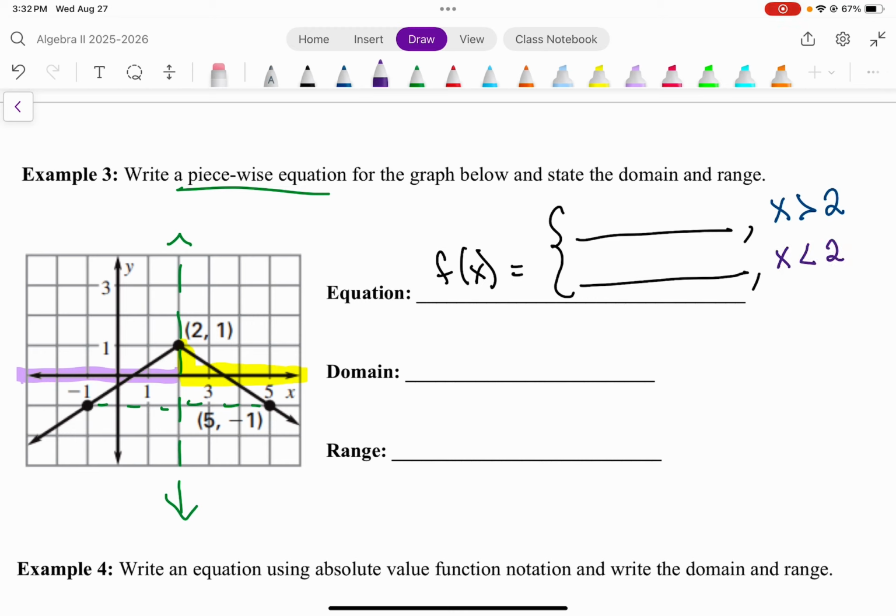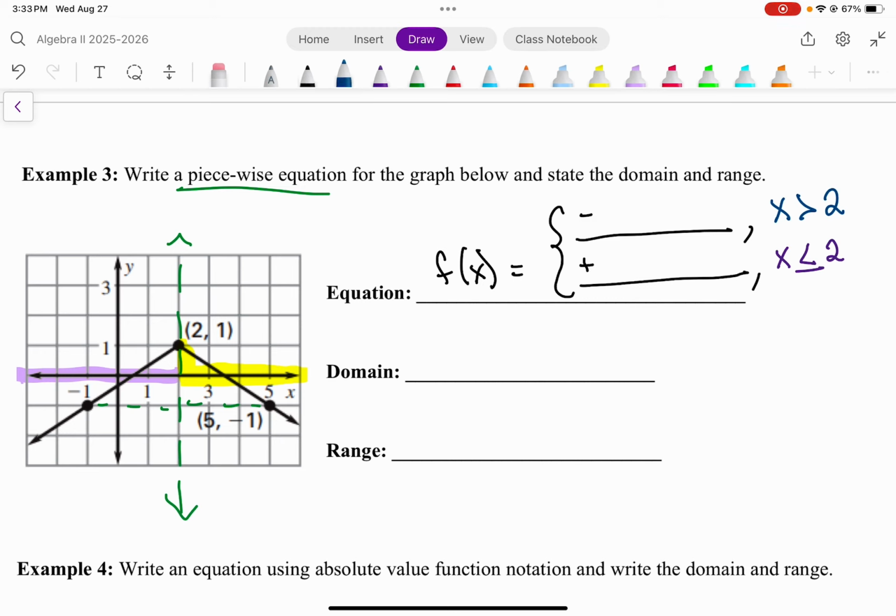Because it's a piecewise graph and that vertex is included in the graph, one of these inequalities needs to have the or equal to. It could be the top one or it could be the bottom, but only one of them should have that or equal to. Once we have that, we can go ahead and write our equation. On the top one, we're going to write our negative slope. On the bottom, we're going to make it a positive slope. That's the only thing that's going to change between these as a piecewise graph.